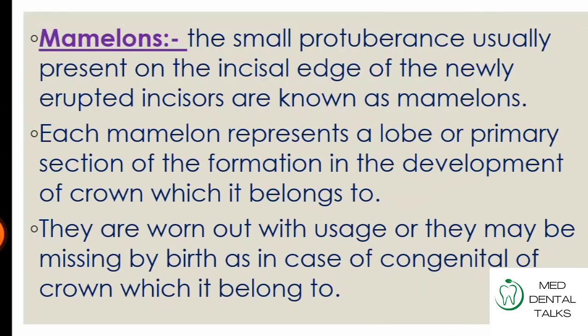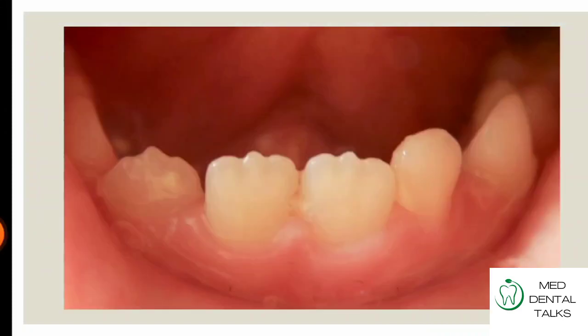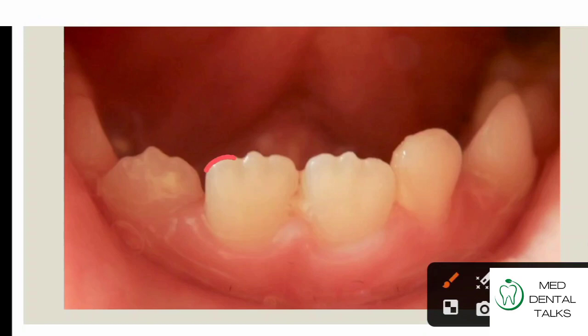Now, mamelons. The small protuberances usually present on the incisal edge of newly erupted incisors are known as mamelons. Each mamelon represents a lobe or a primary section of the development of the crown to which it belongs. These diagrams represent, here you see small protuberances on the teeth. These are called mamelons.